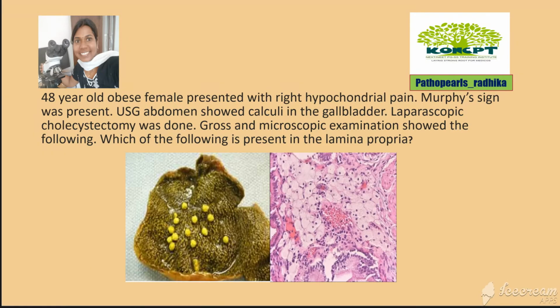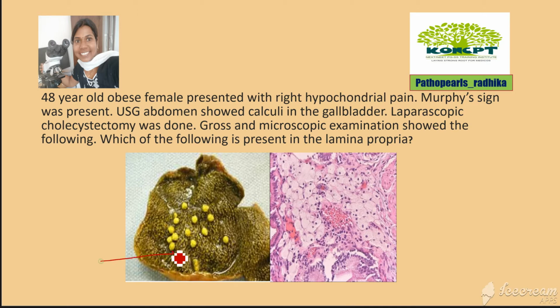Now let's go to the history again. So it's a female with right hypochondrial pain. Where do you get Murphy's sign positive? What is Murphy's sign first? So when you're going to palpate your right hypochondrium, the patient can have pain in the right hypochondrium during inspiration. That's because your inflamed gallbladder is going to cause pain. Okay, so it's a cholecystitis, an acute cholecystitis, or it could be an acute and chronic cholecystitis.